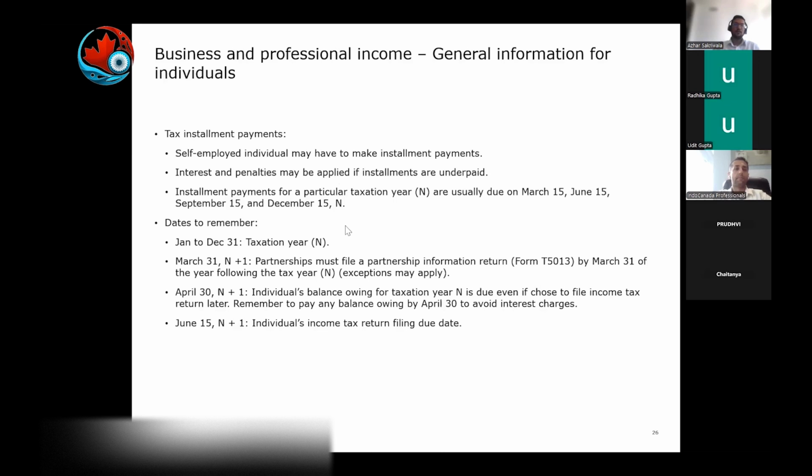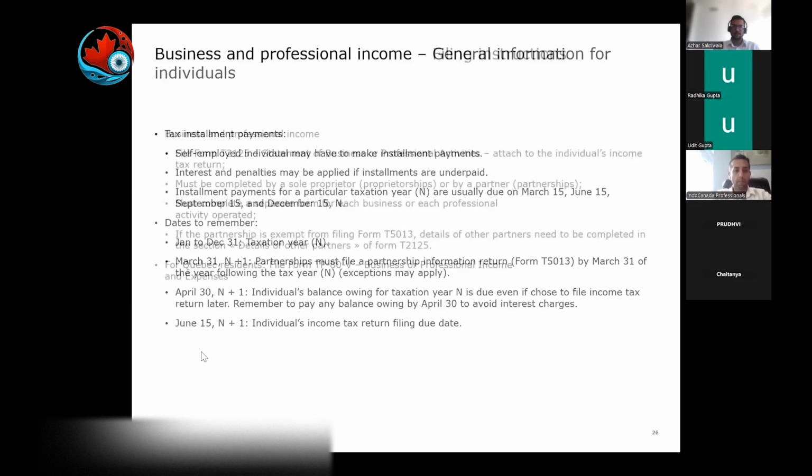For an individual having business income, the deadline for filing the tax return is June 15th and not April 30th. Similarly, if your spouse has business income, the deadline for yourself and your spouse moves to June 15th and not April 30th. So if you have some business income, you don't need to worry about the April 30th deadline, because you get time till June 15th to file your return.